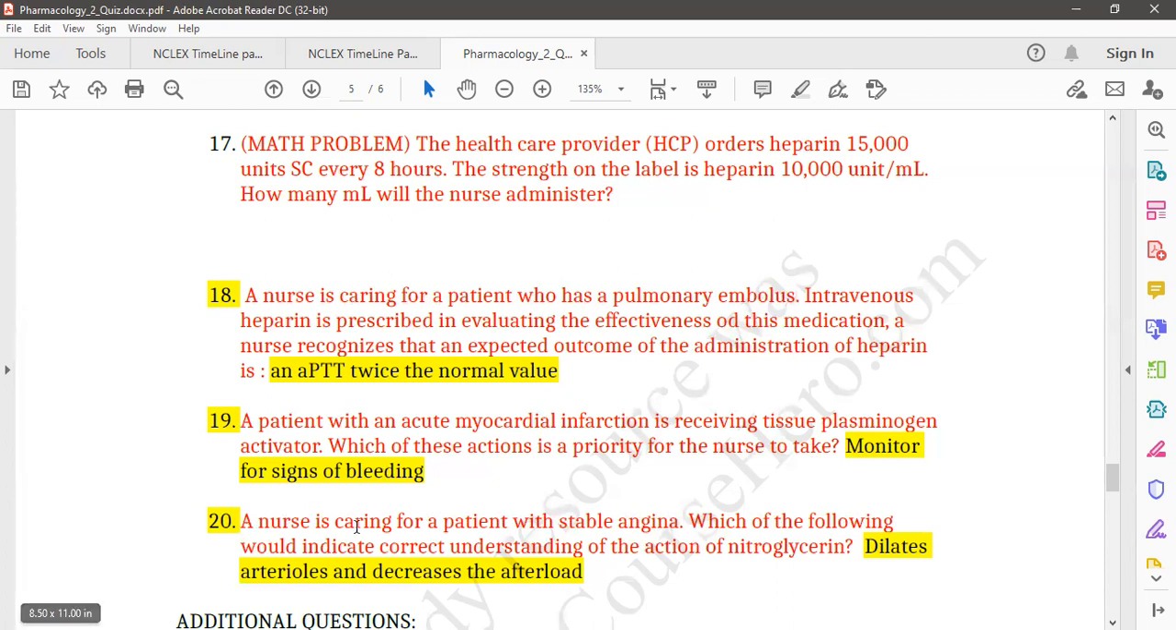Next question, a nurse is caring for a patient with stable angina. Which of the following would indicate correct understanding of the action of nitroglycerin? Nitroglycerin dilates the arterioles and decreases the afterload.